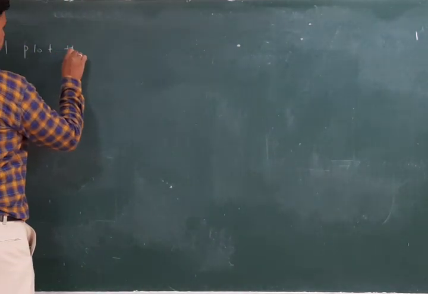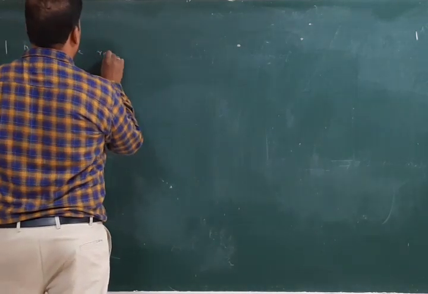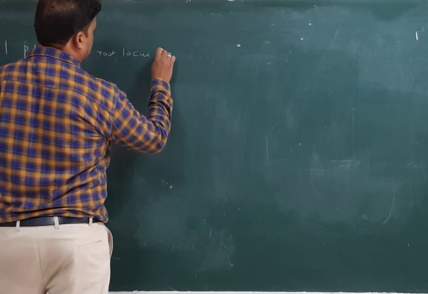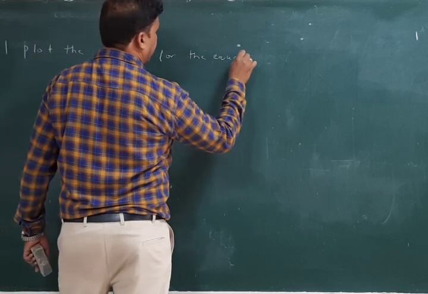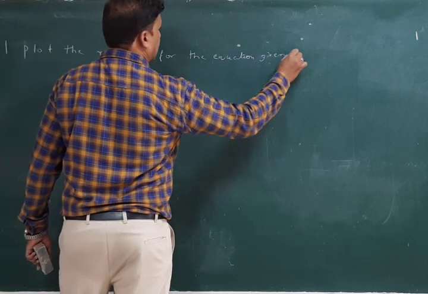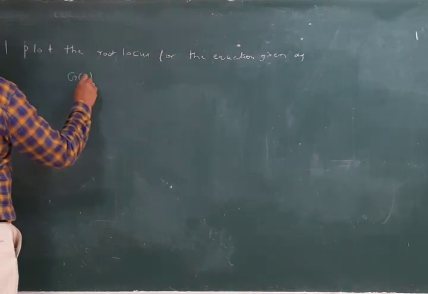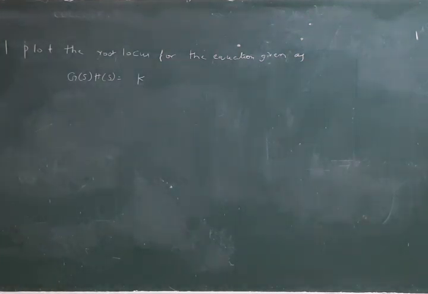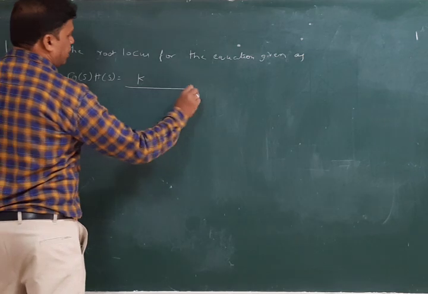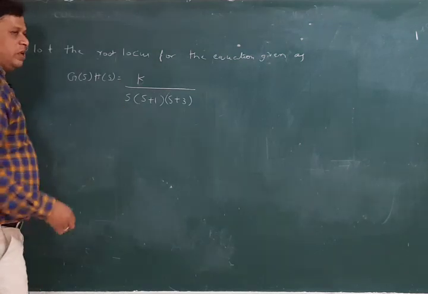So, the question will be like this: plot the root locus for the equation given as G(s)H(s) equals K by s into (s plus 1) into (s plus 3). Okay. Like that the equation will be given to you.